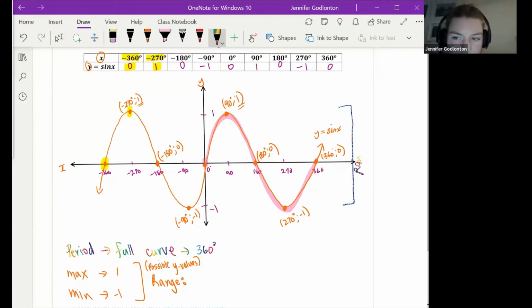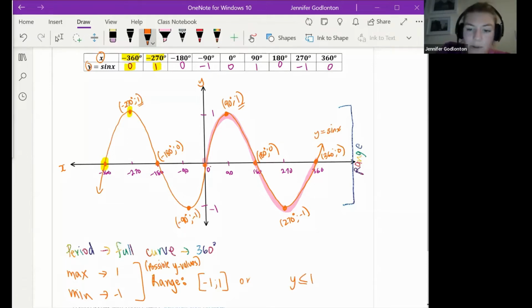That is my range. And so if I was writing what my range is here, I would say that it's between -1 and 1. And I can use the closed brackets because I am allowed to be at -1 and I'm allowed to be at 1. Okay. So that would be my range. If you were writing it the other way, you would say y has to be less than or equal to 1, or greater than or equal to -1. Those are your two options.